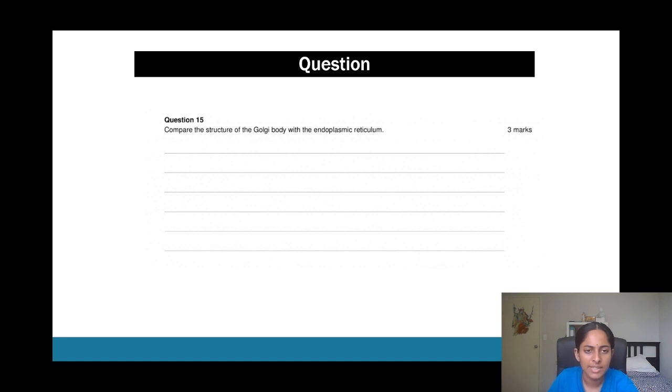Next question is asking you to compare the structure of a Golgi body with the endoplasmic reticulum. This question is 3 marks, so have a go at this question. Pause the video, find the answer and write it down.